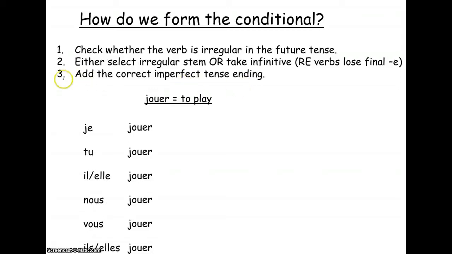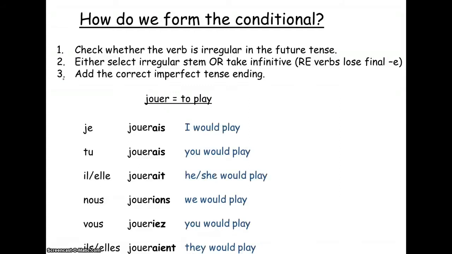And then we come to point 3 and we add the imperfect ending. And those are AIS, AIS, AIT, IONS, IEZ, AINT. Je jouerais, tu jouerais, il jouerait, elle jouerait. Nous jouerions, vous joueriez, ils joueraient, elles joueraient. And those would be the translations. And just as I reminded you when we looked at the imperfect tense, remember 4 of those endings are pronounced exactly the same.